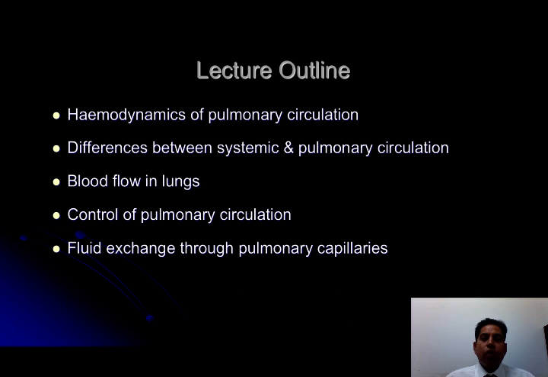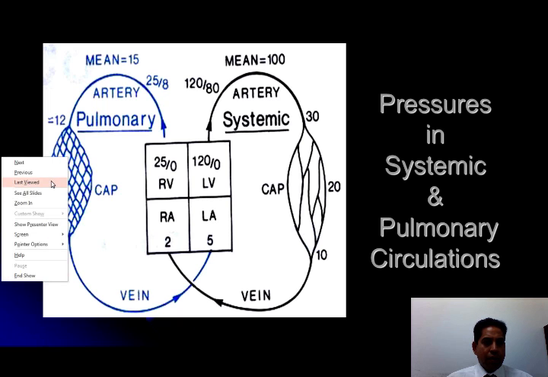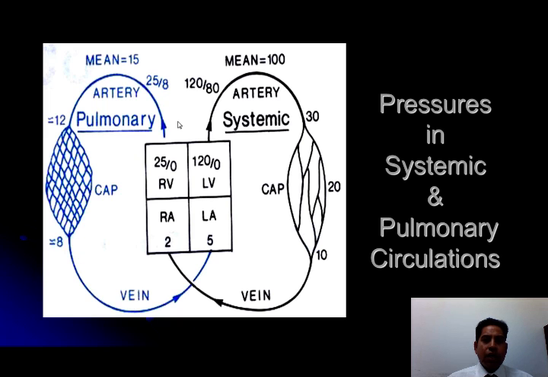And lastly, we will look at a few scenarios where there is an imbalance in the fluid exchange to the pulmonary capillaries, leading to pulmonary edema. So, if we look at this picture here, we can see that there are two circulations, the greater circulation or the systemic circulation and the pulmonary circulation.